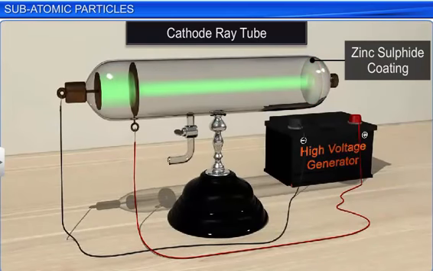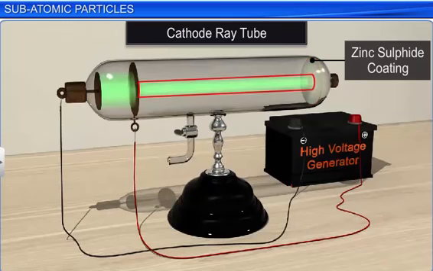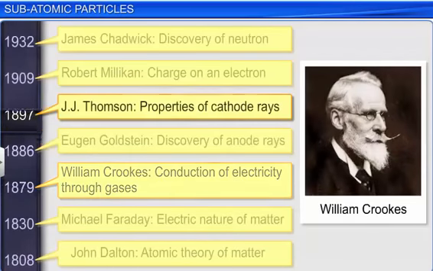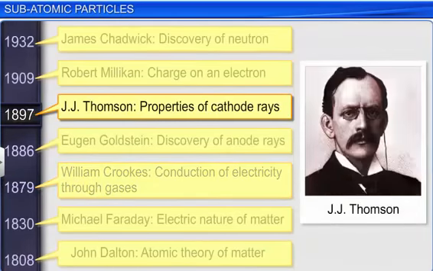This time, he noticed a bright spot on the coating behind the anode, which confirmed two things. One, the current consisted of invisible ray of particles, some of which could pass through the perforated anode. Two, these rays were emitted out of cathode and moved towards the anode. These rays were named cathode rays. Some other facts about the cathode rays were discovered in 1897 by J.J. Thomson and other scientists through a series of experiments.